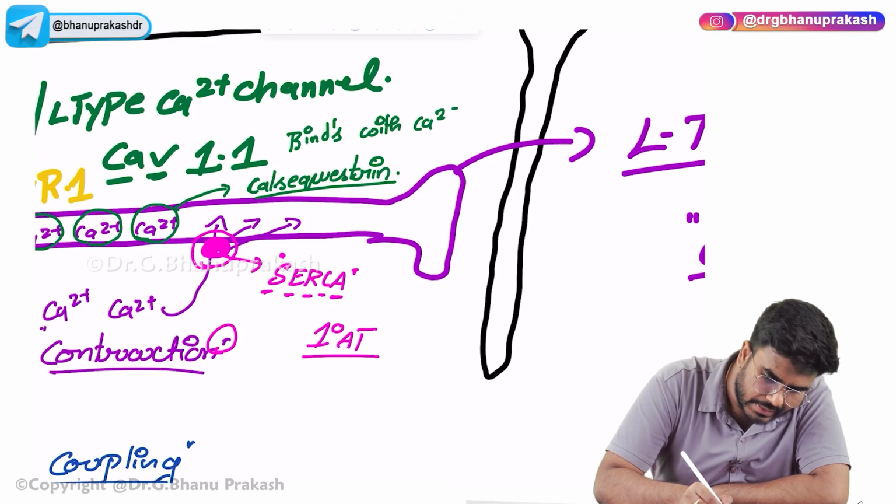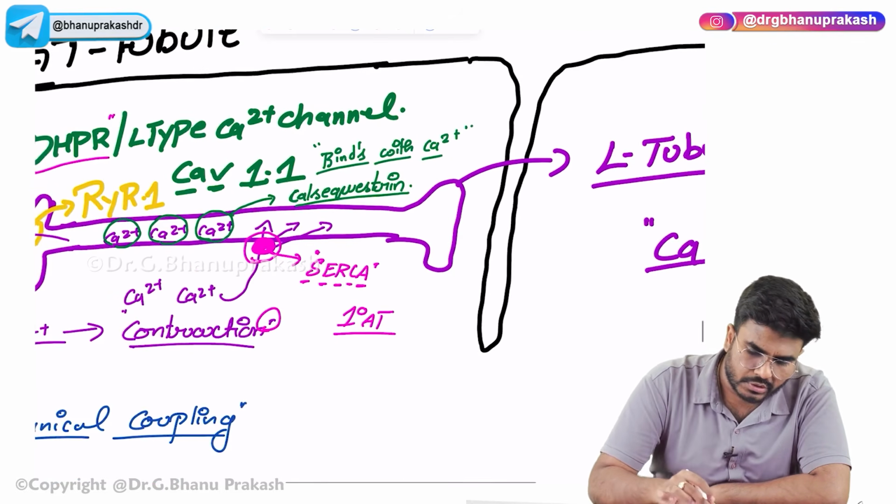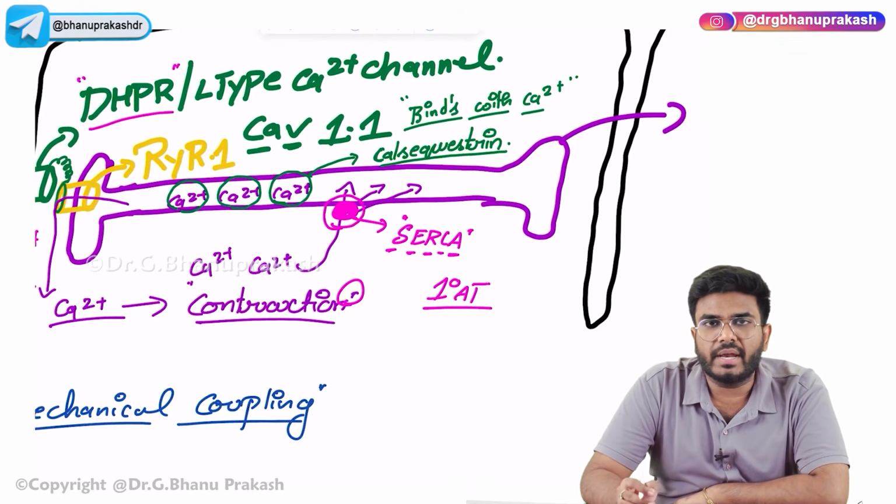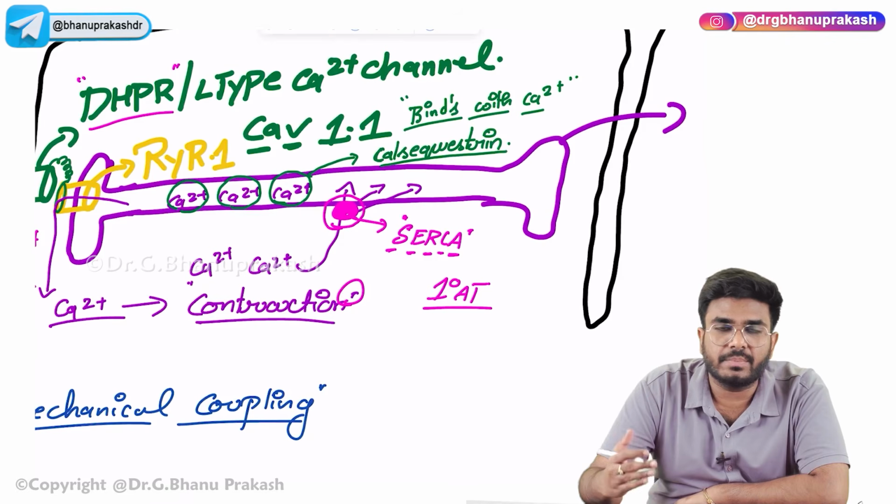Okay, it binds with calcium. Now, what are the MCQs which I want you to know? SERCA is an example of primary active transport. Where is SERCA present? It is present on the L tubule, sequestering the calcium back.